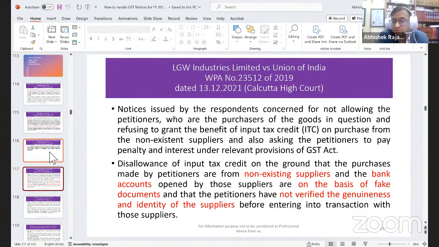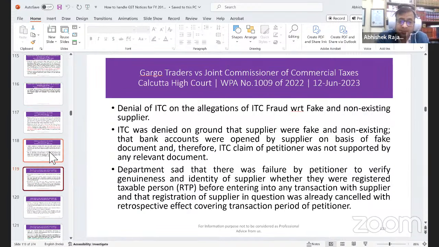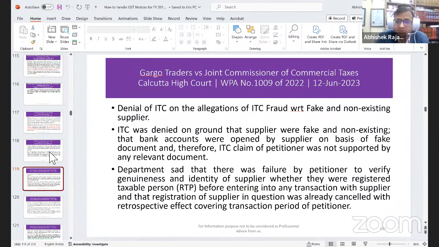They're not required also. We don't check it. So this has to be checked. So in eligible industries also, Calcutta High Court said no, you are not. Then recently in Gargo Traders, in eligible industries, they said that ITC would be allowed as per documents. You go and check the documents.